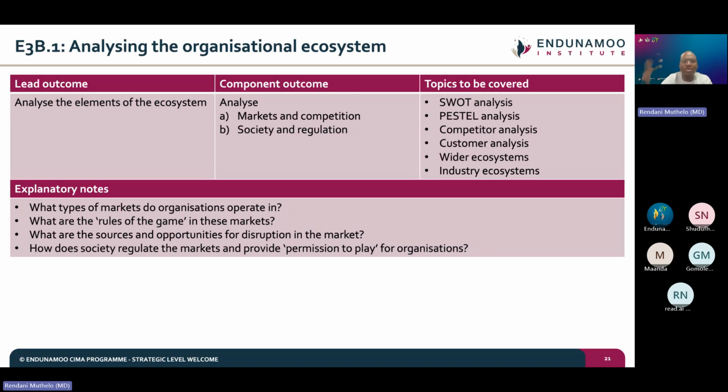In some instances, we know BEE is very important, like in the mining sector. Those are the rules of the game. You need significant capital to win. Those are the rules of the game, and so on. What are the sources and opportunities for disruption in the market? How does society regulate the markets and provide permission to play for organizations? Seeing that so many businesses have fallen and some have thrived, some could be just a matter of what society expects.